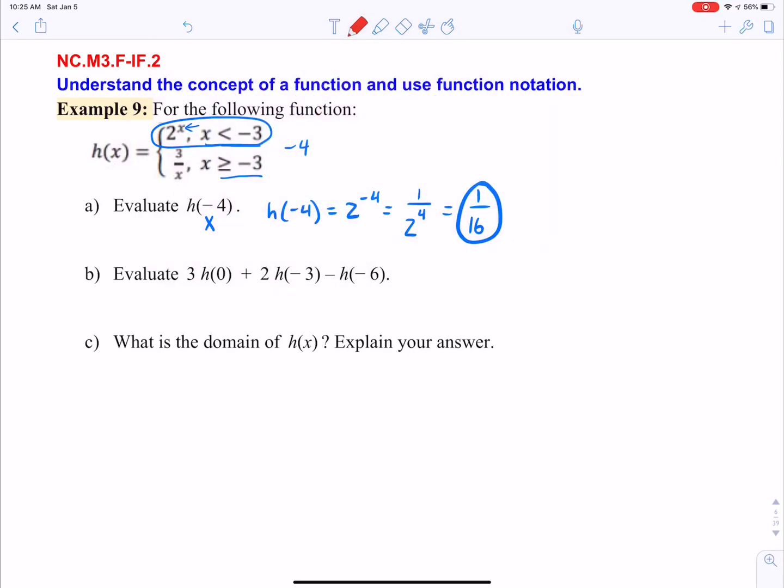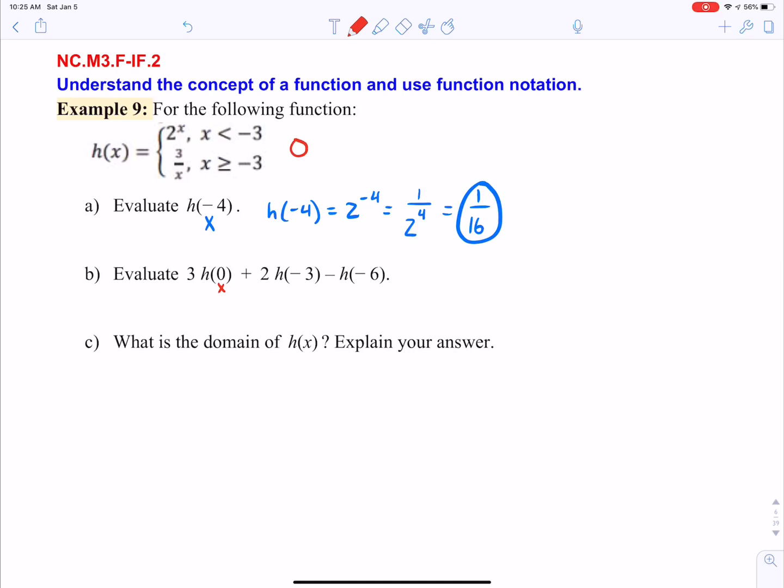So for part B, it says evaluate 3 times h of 0 plus 2 times h of negative 3 minus h of negative 6. So it just takes it a notch up from what part A was asking you for, but basically the same idea. So these are going to be our x values that are in parentheses, and we're going to still go up here and see where we would put it.